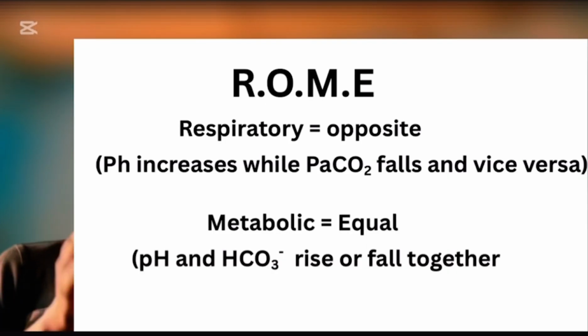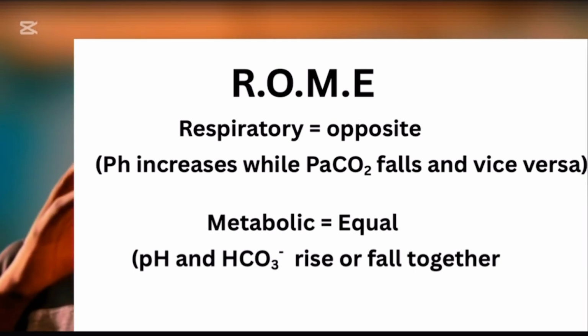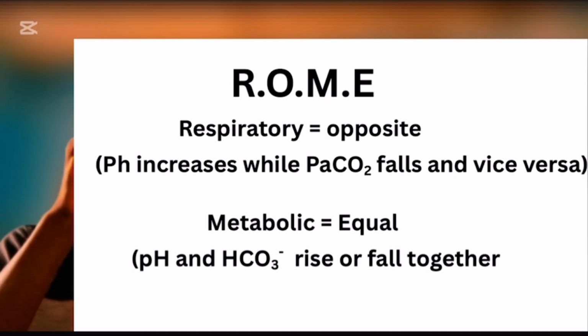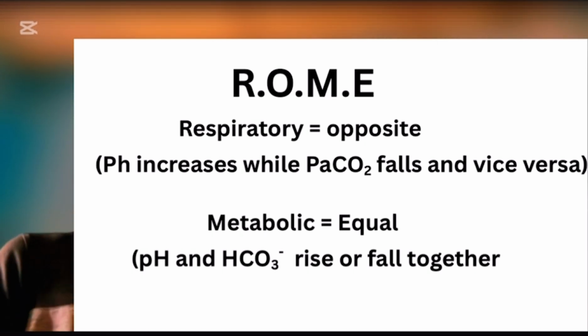So now we're going to use the ROME method, and that method is your ABG compass. So let's look at it. The R-O means respiratory opposite. That is to say that in respiratory conditions, the parameters go in opposite directions, just as we can see an increase in pH and a fall in partial pressure of carbon dioxide, or a decrease in pH and an increase in partial pressure of carbon dioxide. So when we see that pH has increased and partial pressure of carbon dioxide has decreased, that patient is having respiratory alkalosis.